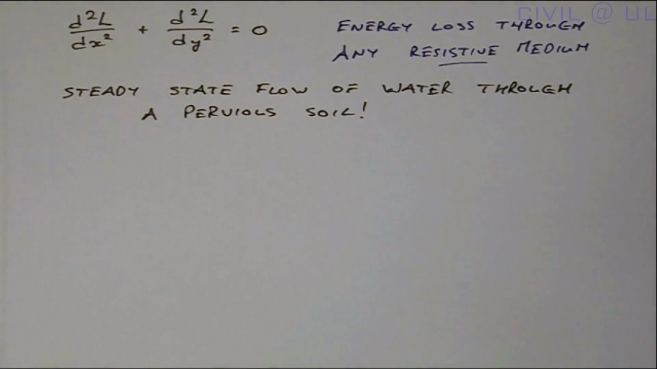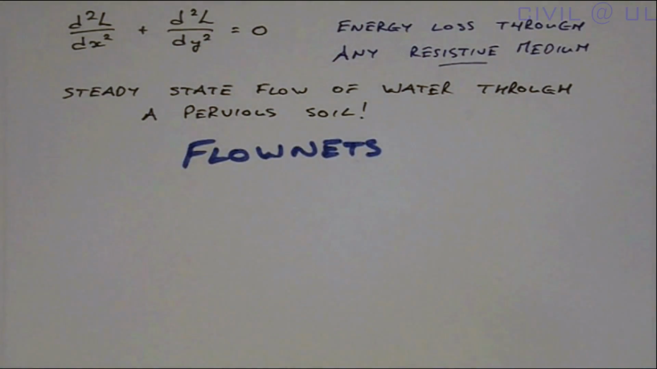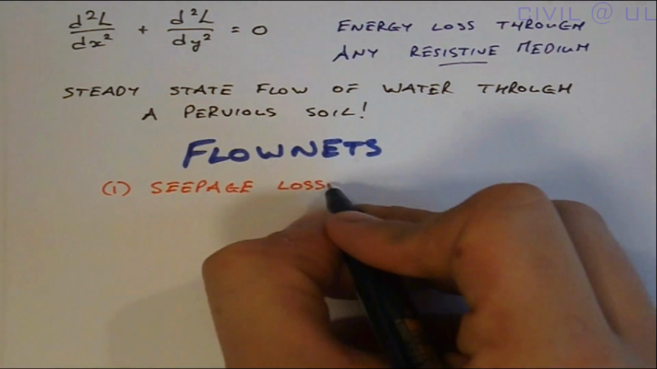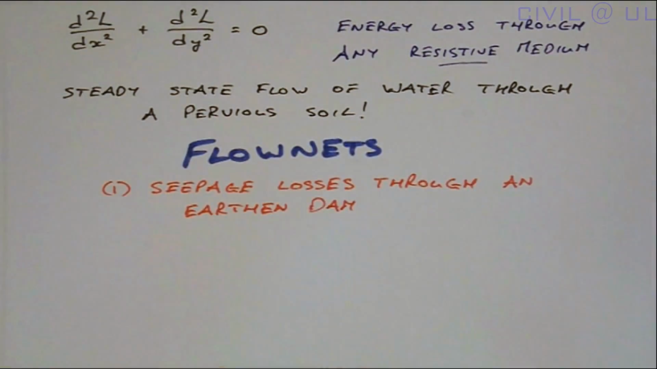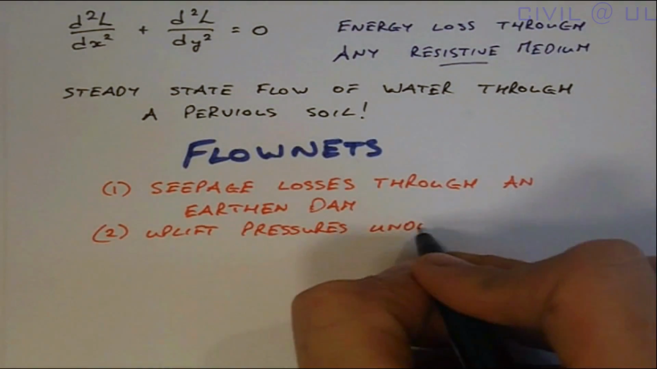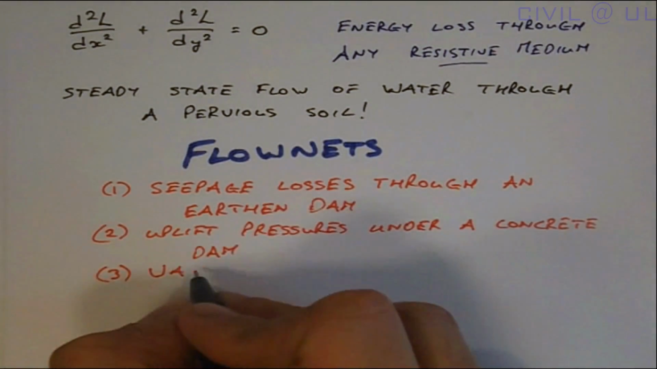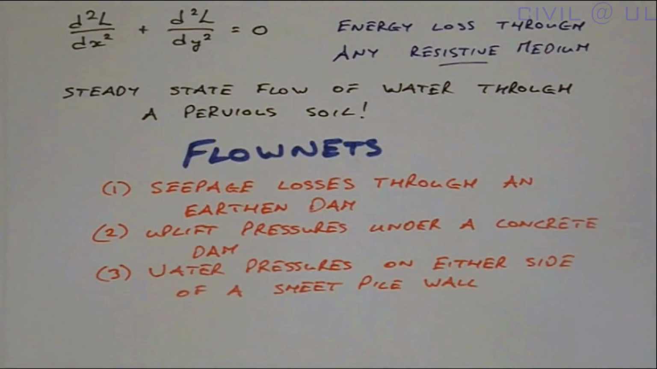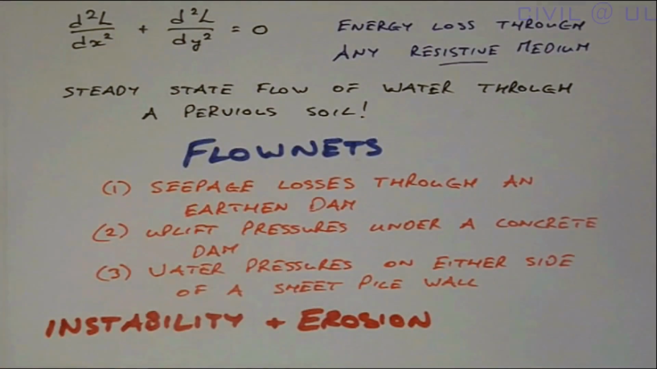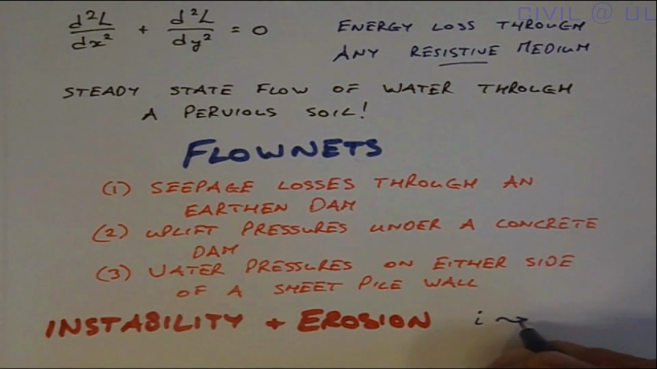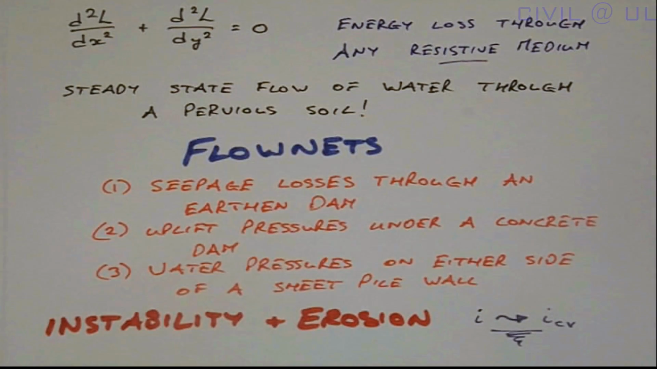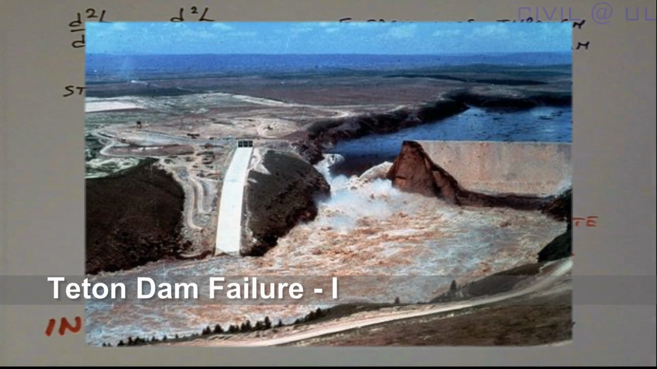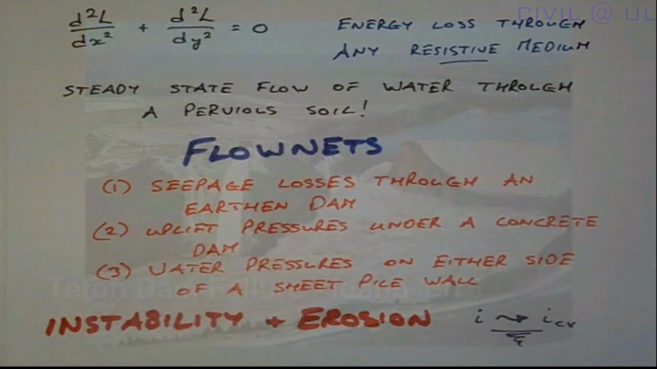In geotechnical engineering, flownets are very useful in solving seepage problems, such as estimating seepage losses through an earthen dam, or calculating the uplift pressures under concrete dams, or the water pressures acting on either side of a sheet pile wall. Flownets can also be used to check for instability and erosion at locations where the hydraulic gradient approaches its critical value. The consequences of missing the latter can be catastrophic.